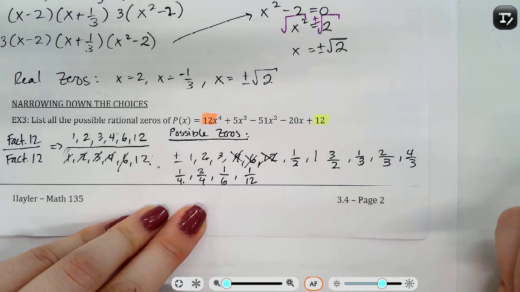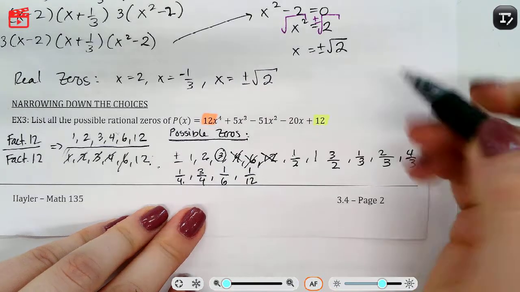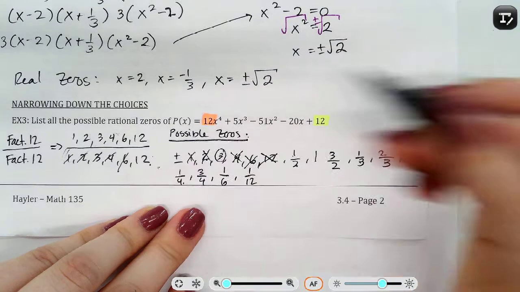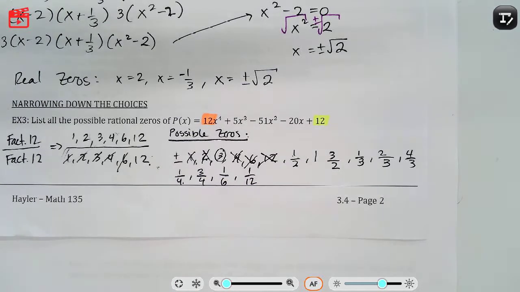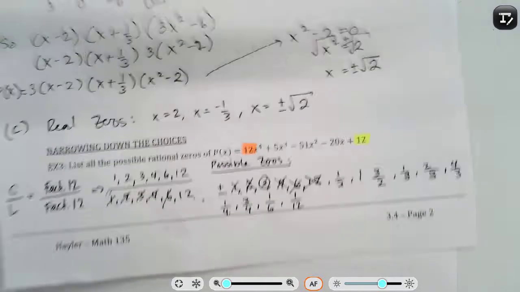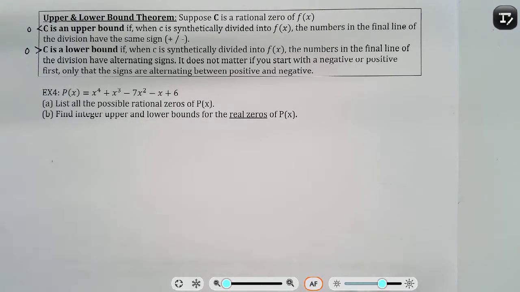Or if I was looking at a lower bound and I found out that 3 was my lower bound, then I wouldn't have to check 2 or 1 to see if they were actually zeros. That's the nice thing about the upper and lower bounds: it tells us which numbers I actually have to check. So I don't have to end up checking all of them.